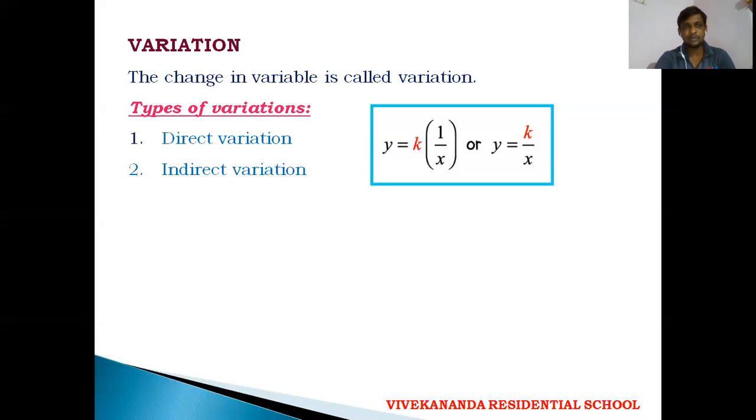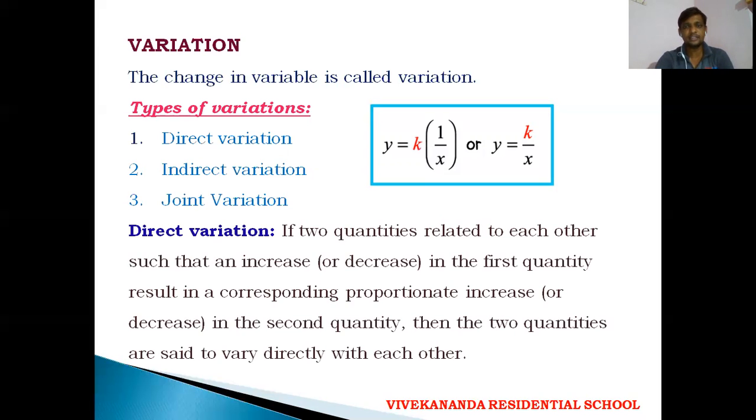First we'll study the direct variation. If two quantities are related to each other such that an increase or decrease in the first quantity results in a corresponding proportionate increase or decrease in the second quantity, then these two quantities are said to vary directly with each other. If one quantity is increasing, the second quantity should increase, or if the first is decreasing, the second should decrease. Then that variation is called direct variation.